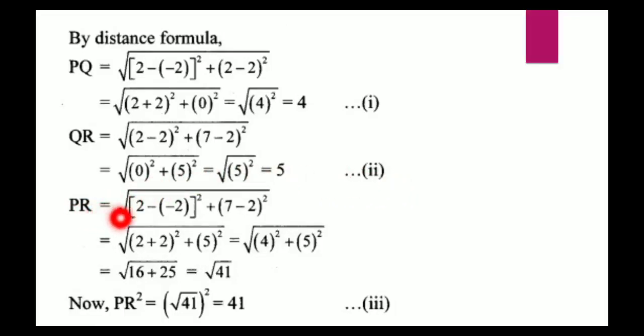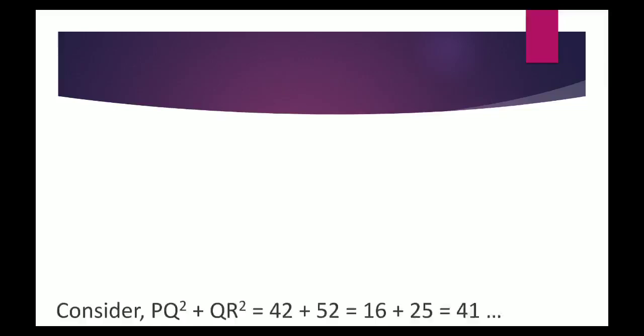PR is equal to root of (2 minus (-2)) the whole square plus (7 minus 2) the whole square. Root of (2 plus 2) the whole square plus 5 square, that is equal to root of 4 square plus 5 square, that is equal to root of 16 plus 25, which is root of 41. Therefore PR square is equal to 41. This is statement number 3.